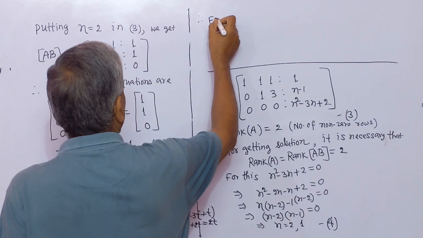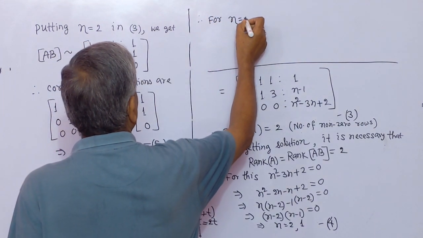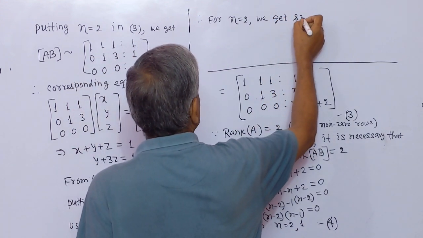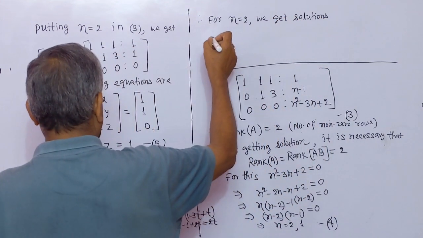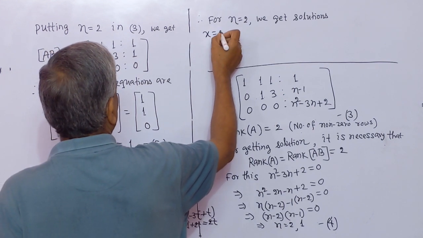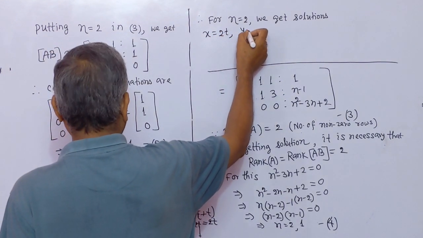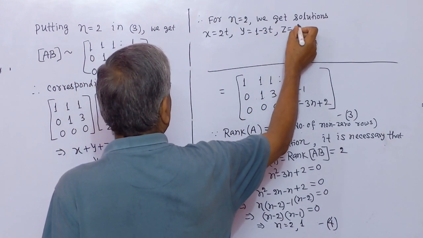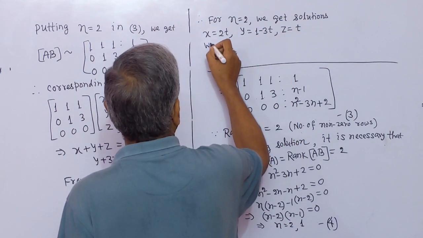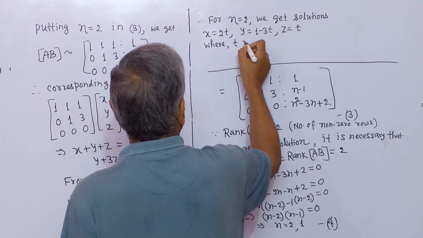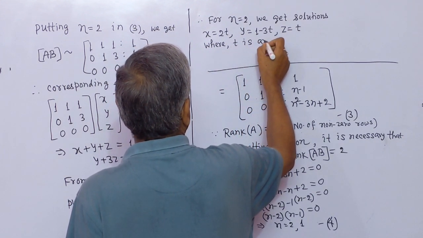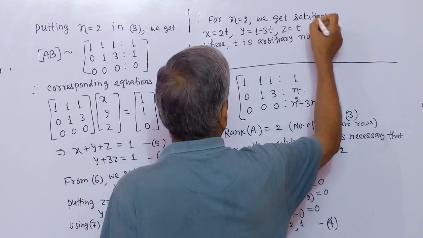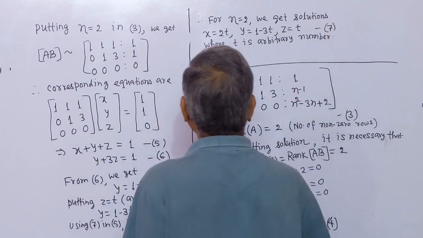This is 2t. Therefore, for eta equal to 2, we get solutions x equal to 2t, y equal to 1 minus 3t, and z equal to t, where t is an arbitrary number. This is number 7.